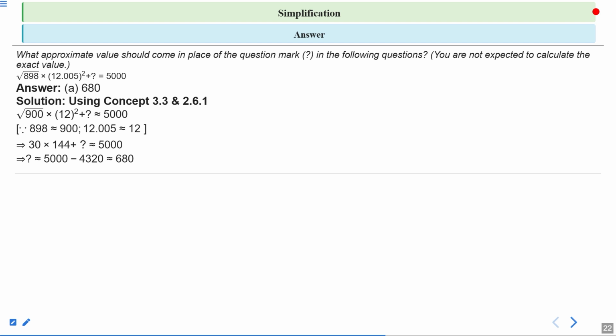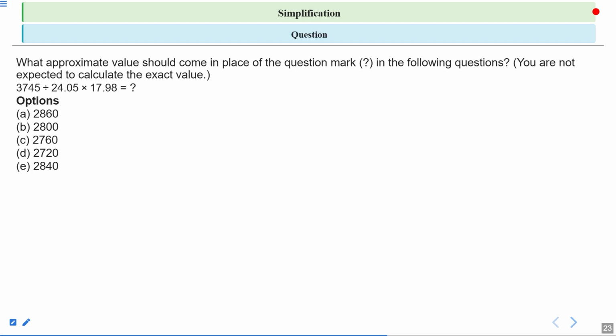Next one. What approximate value should come in place of question mark in the following question? You are not expected to calculate the exact value. The question is 3745 divided by 24.05 multiplied by 17.98 equals question mark. There are 5 options. A is 2860, B is 2800, C is 2760, D is 2720 and E is 2840. Now you have 10 seconds to solve this question. Your time starts now.